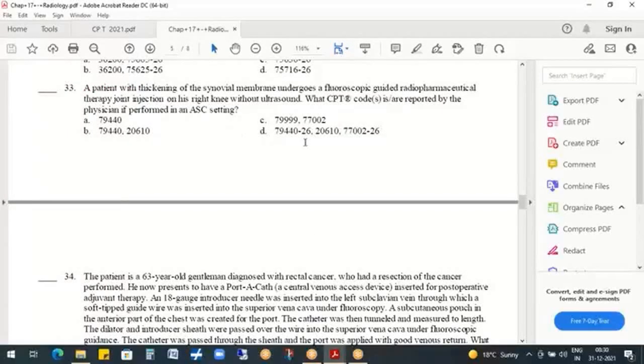See this scenario: 79440. Administration code is 20616 and the guidance code is 77002. That is the answer. Try to underline that paragraph in your books when you are getting a question from that section. First, you need to see the route of administration, if it is a part of the procedure or not. Otherwise, code it separately and the guidance code separately.